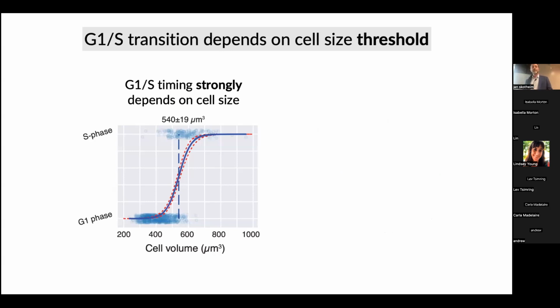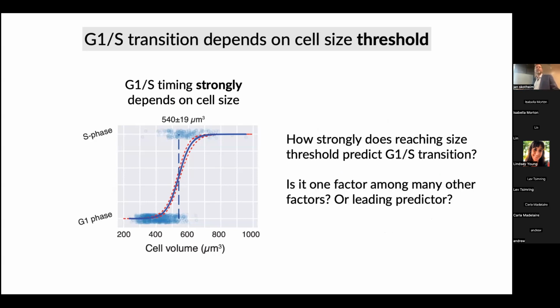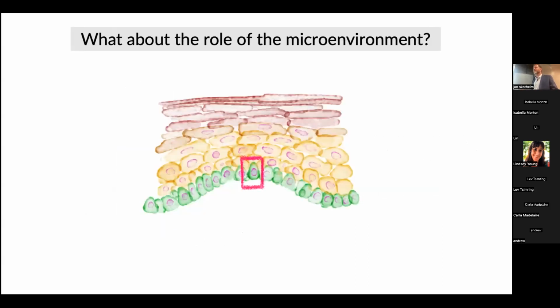Okay, so what we saw before was that it had really good size control. And so you can plot that data in different ways. Here we're just showing, for all the different cells we measure, the size of that cell and whether or not it's in G1 or whether or not it's in S phase. And you can see a very sharp transition in the logistic plot as you go across the size threshold of about 550 femtoliters. So this looks pretty good, right? It's a pretty good predictor of when the G1/S transition happens.